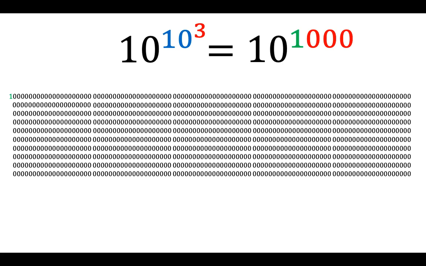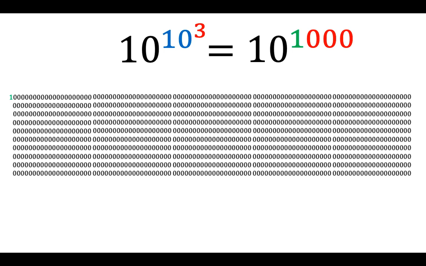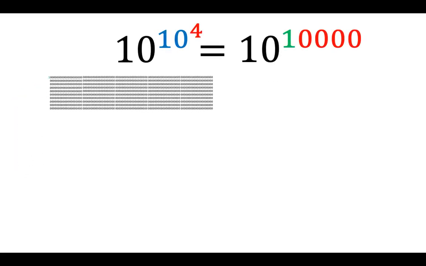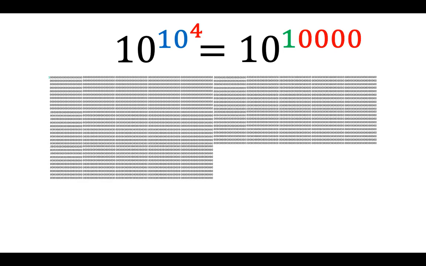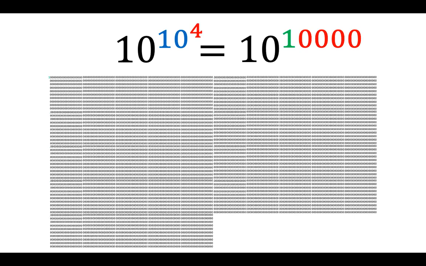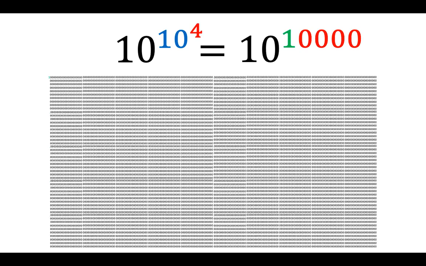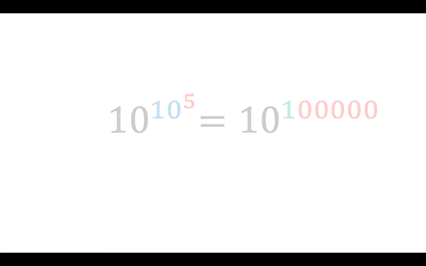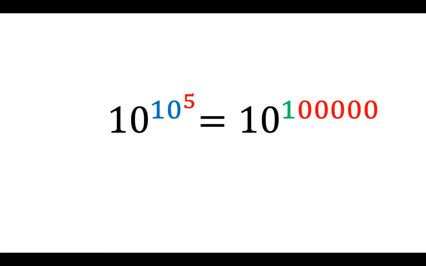10 to the 10 to the 4. Let's have a look at what that would look like in its full decimal form. So that's 1,000 zeros, 2,000, 3, 4, 5, 6, 7, 8, 9, 10,000 zeros. So that's just 10 to the 10 to the 4, a 1 with 10,000 zeros. Let's look at 10 to the 10 to the 5. That's a 1 with 100,000 zeros. 10 to the 10 to the 6, 7, 8, 9, 10, 11, 12, 13, 14, 15.